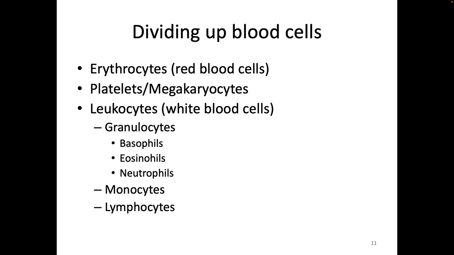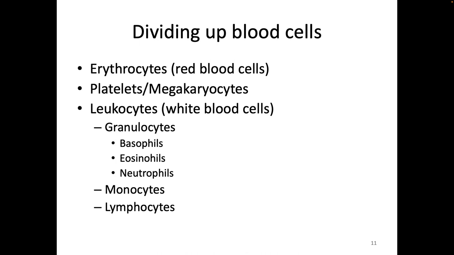If you actually look at blood under a microscope, this is the list of cells that you might potentially see. Tomorrow in lab, you are going to look at blood under a microscope, and this is exactly what you are going to see. So you can see that blood contains red blood cells, or erythrocytes, as well as white blood cells, and some platelets. Immunologists are generally focused on the white blood cells.